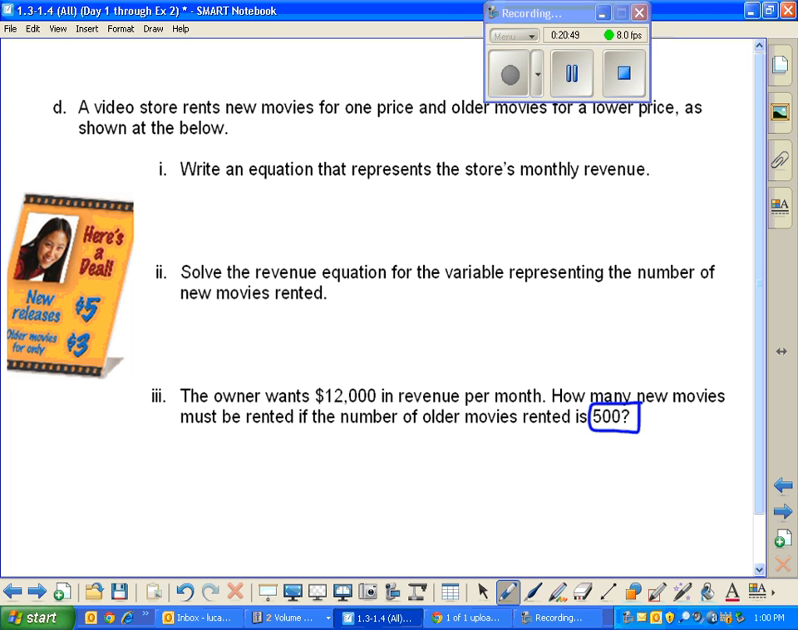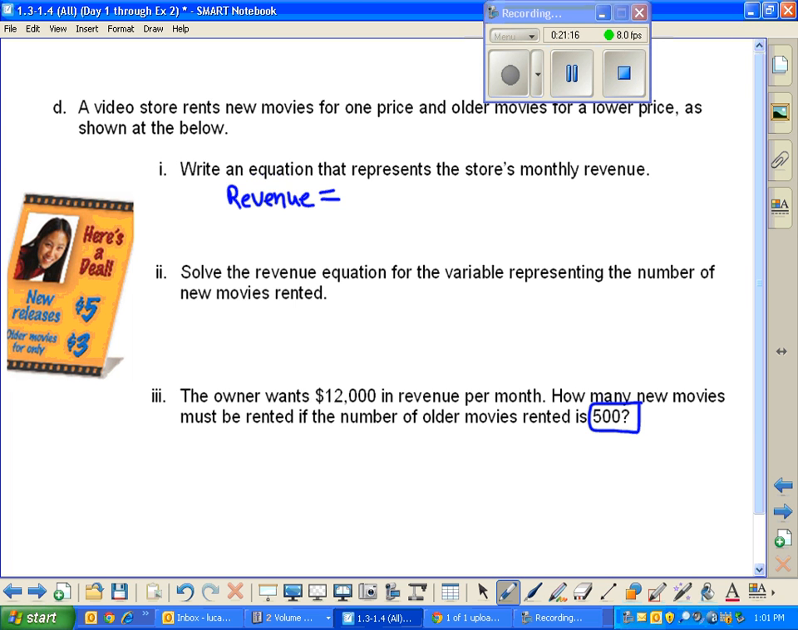So revenue is going to come from two places. And I'm just writing my verbal model right now. I didn't write my variables yet, I know. Out of order, Mrs. Lucas. Okay, so revenue is going to come from two places. Anybody tell me where? Go ahead, Joseph. Old movies and new movies.